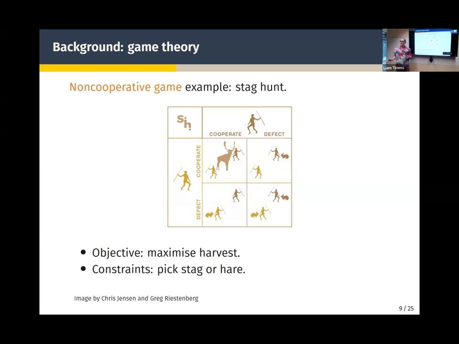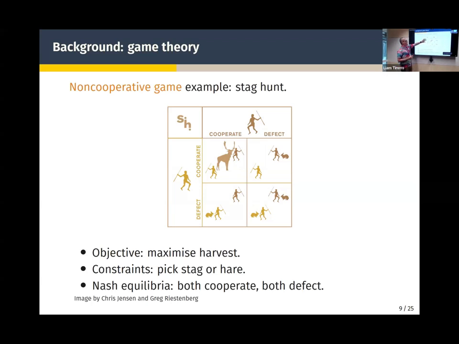And they have some constraints on what they can do. The constraints here are just, do you hunt the stag or do you hunt the hare? Simplish constraints. So this is our example of a non-cooperative game. What is a Nash equilibrium in this example? So there are two Nash equilibria. There can be more than one. In this case, there are two, which is we both hunt the stag or we both hunt the rabbit.